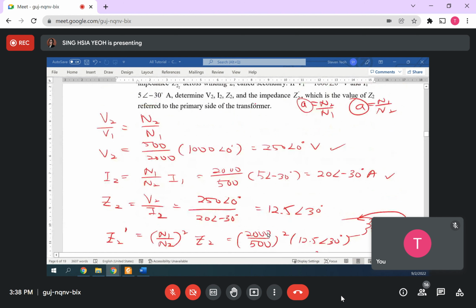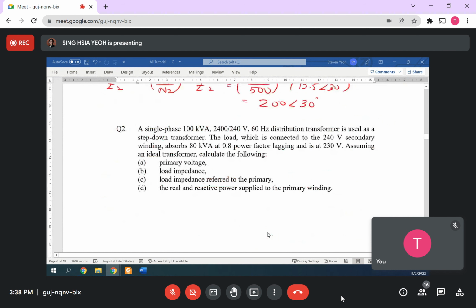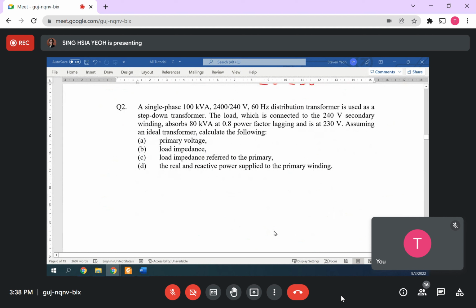Now lab 1 we put aside first. We will discuss again in week 6. Question 2: a single phase 100 kV is used for a step down transformer. The load is usually connected to the 240 watt secondary absorbing one power factor, and it's at 230 watt. Assuming primary voltage. Some students may have a problem with this primary voltage. Some will say 2400 will be the primary. It doesn't really work like that, so you need to understand this.